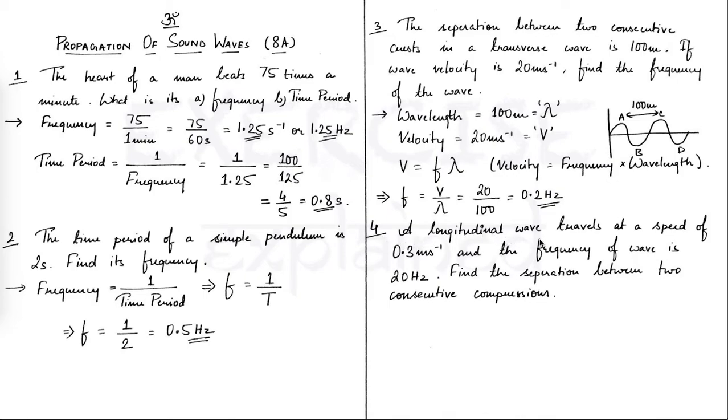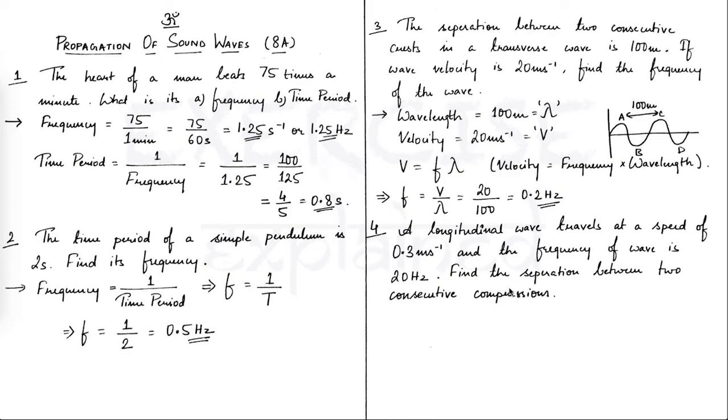A longitudinal wave travels at a speed of 0.3 meter per second. So velocity is given as 0.3 meter per second. And the frequency of the wave is 20 Hertz. Now f is given as 20 Hertz. Do notice that both are there in SI units, so we don't have to worry about anything. Find the separation between two consecutive compressions. Now separation between two consecutive compression means wavelength.